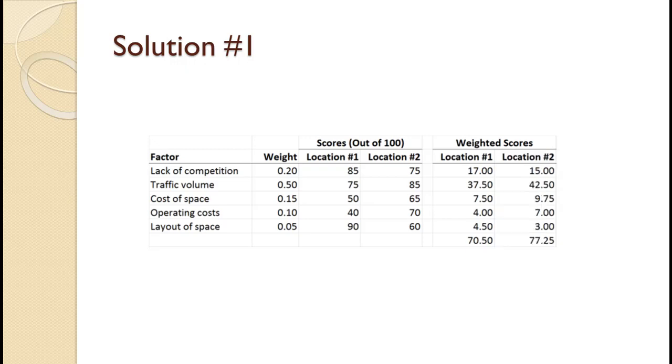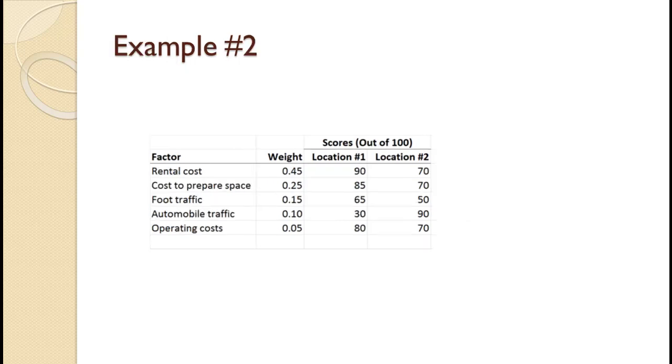For location 2, 0.20 times 75 equals 15.00. 0.50 times 85 equals 42.50. 0.15 times 65 equals 9.75. 0.10 times 70 equals 7.00. 0.05 times 60 equals 3.00. These values sum to 77.25. Since location number 2 has the higher score, it is the better alternative.